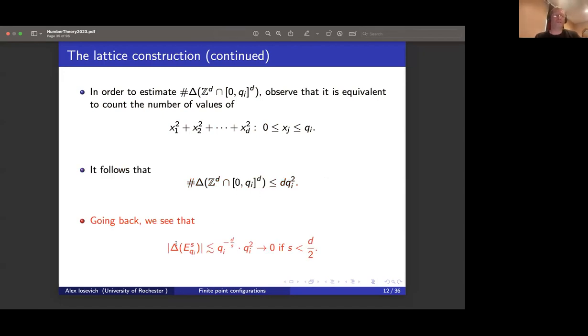And what this means is that the Lebesgue measure of the q_i stage of the distance set is bounded by q_i^(-d/s). These are short distance interactions, the length of each interval, times the number of distances between the centers. And what you can see is that this goes to zero if s is less than d over two. So what this tells us is that we cannot expect positive results to the Falconer problem in general when the Hausdorff dimension is below d over two.